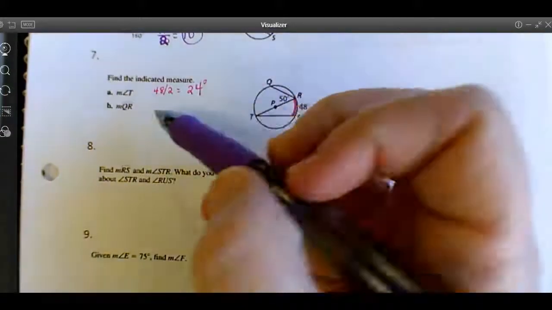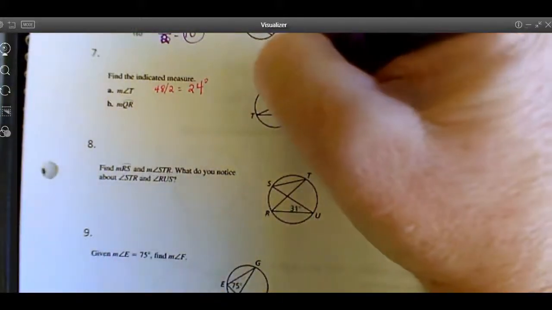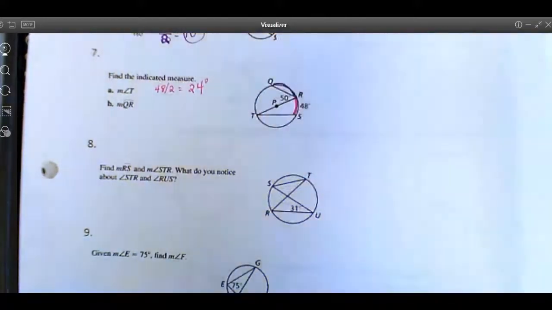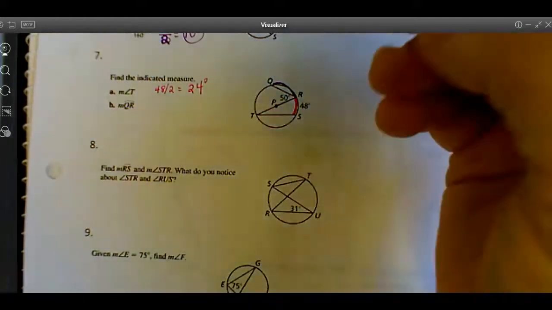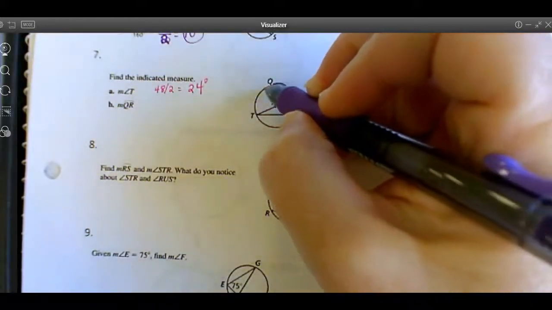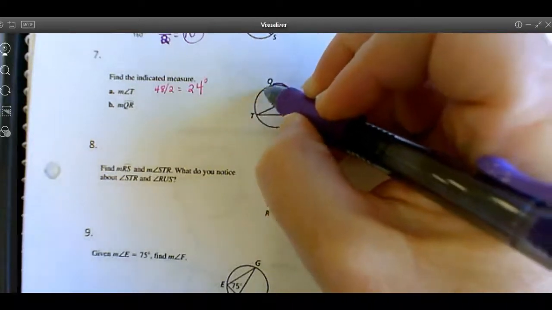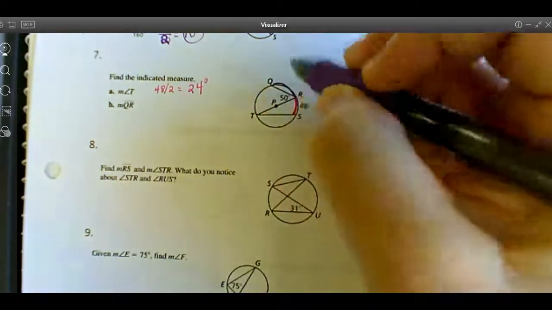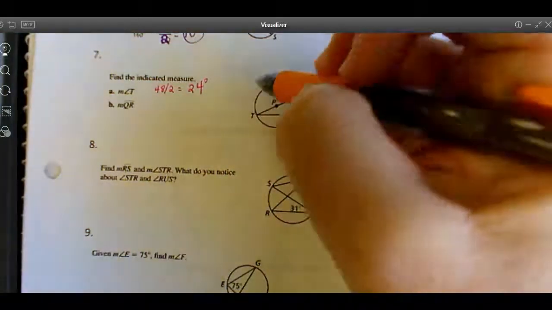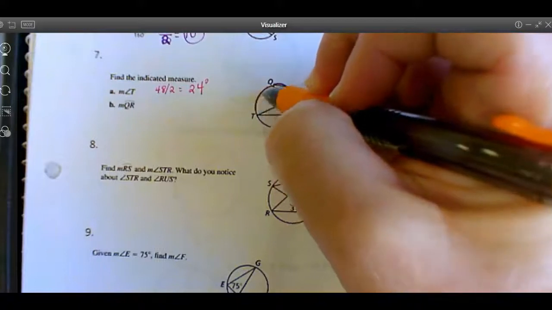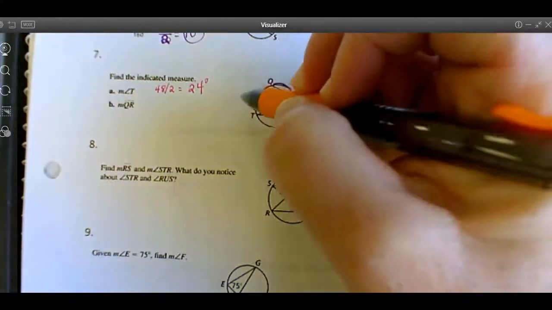The next one says find QR. So it wants me to find this part right here. Notice there's not an angle coming from QR. So that means I need to figure out what I can see. There is an angle right here that's 50, which means I can figure out this part right here. So if that's 50 and I want to figure out across from the 50, I'm going to multiply that by 2, that's 100.